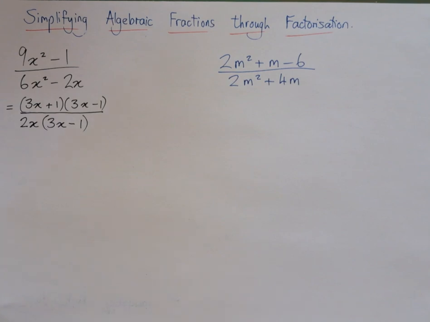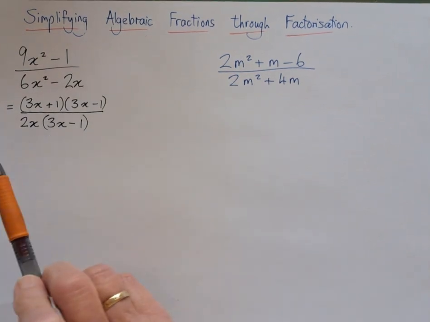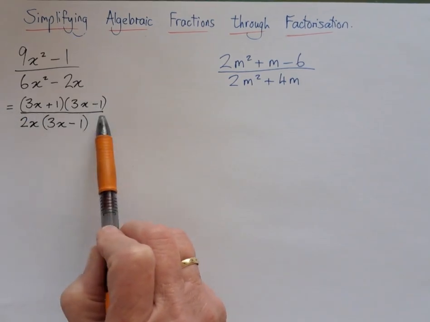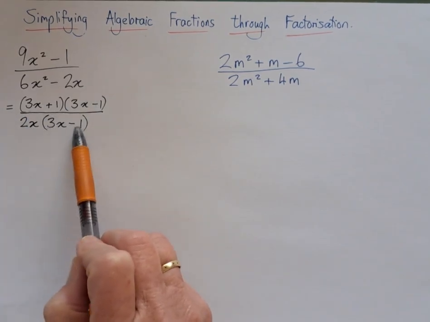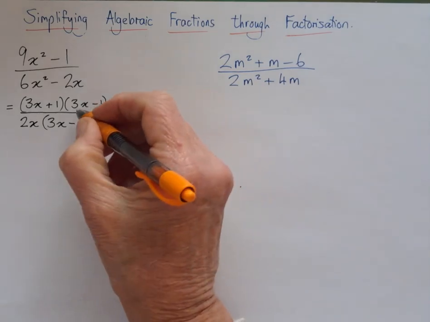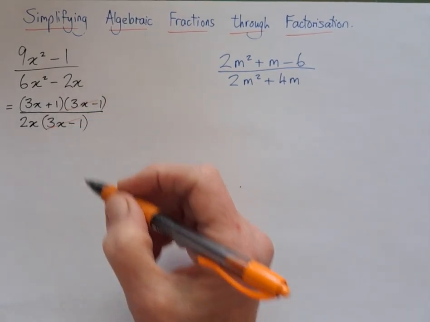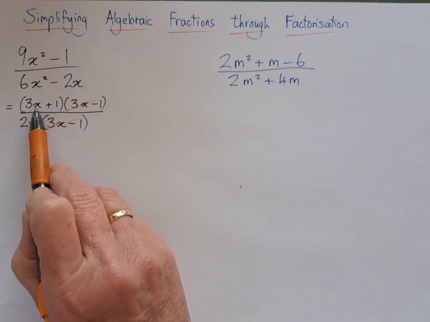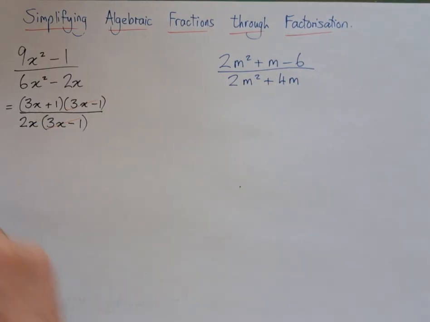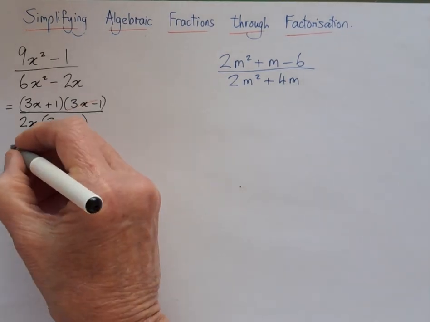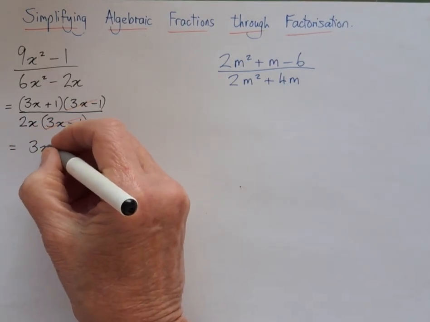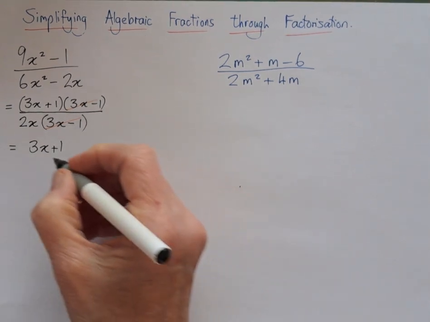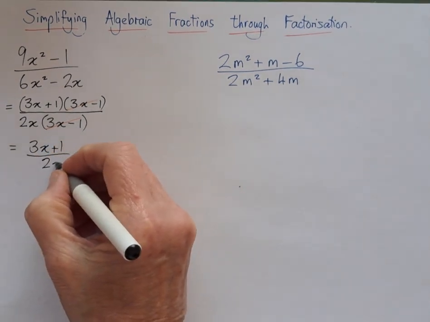So now if I look at what I've got, everything is now multiplication and division, because it's a bracket times a bracket divided by a term times a bracket. So now I can say that entire bracket will cancel with that entire bracket. Do not be tempted to cancel this x with that x, because then you're cancelling across a plus sign. So what I'm left with is 3x plus 1 in the numerator, I no longer need to write it in a bracket because it's not multiplied by anything, over 2x.